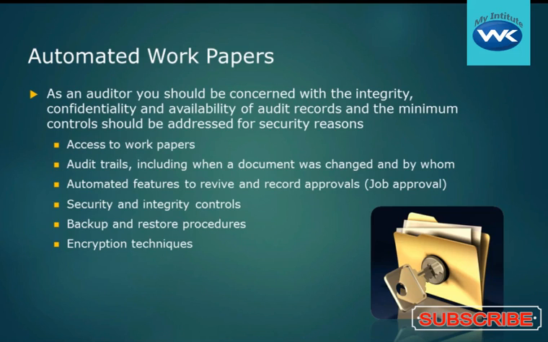Automating features to record approvals, we call that a job approval. And what that basically means is that if I do make a change to a document, rather than that being set in stone, there should be a review process to look at those documents to make sure that it looks right. So again, a job approval. The necessary security and integrity controls, maybe encryption, that type of thing. Certainly backup and restore procedures so you don't lose the information through a hard drive crash or theft or something like that. And as I already mentioned, encryption techniques to try to keep that information secure so that if you did have a theft, let's say of the laptop you were using or the hard drive, the files would still be useless to the people who have them.